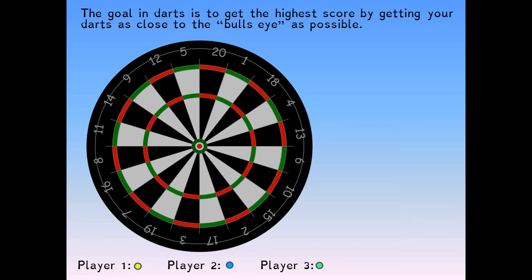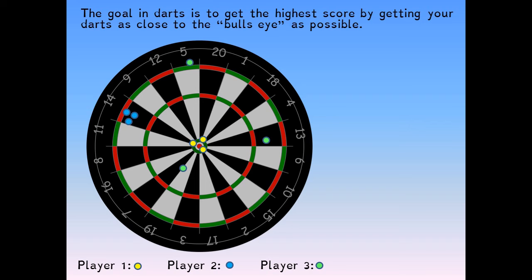And the first person to throw is going to be player 1. And he throws all 3 of his darts, and we can see they're pretty darn close to the bullseye. Player 2 throws next, and his darts are grouped together, but they're much farther away from the bullseye. And player 3 apparently has no aiming capabilities whatsoever because his darts are all over the place.